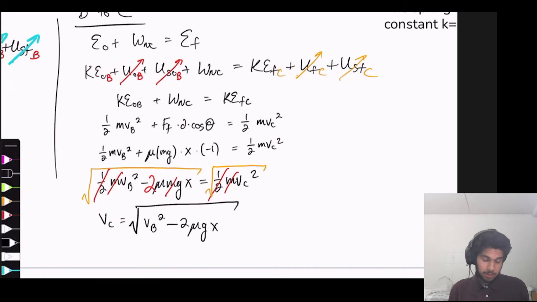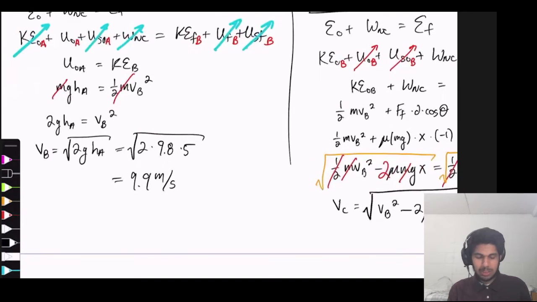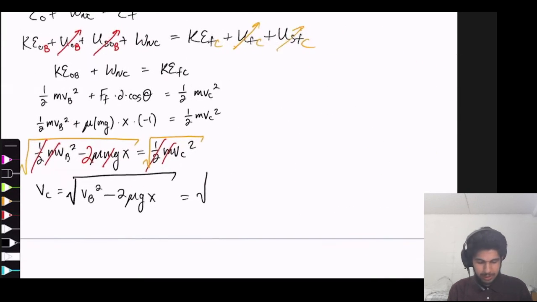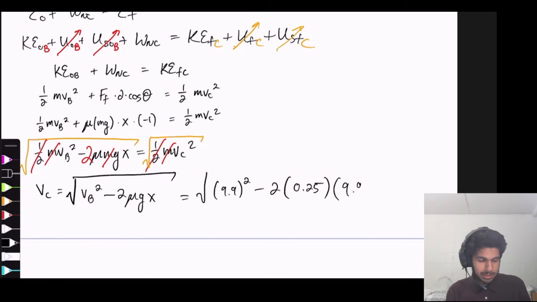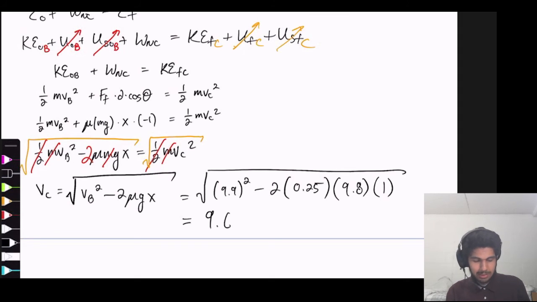And, well, we have all of these quantities, so we can substitute in here. VB, we said, was 9.9 meters per second. So this is 9.9 squared, minus 2 mu, where mu is 0.25. That was given to us. G is 9.8. X is 1, also given to us. So if we compute this out, we get 9.65 meters per second.